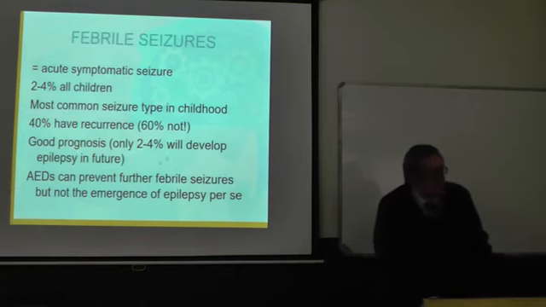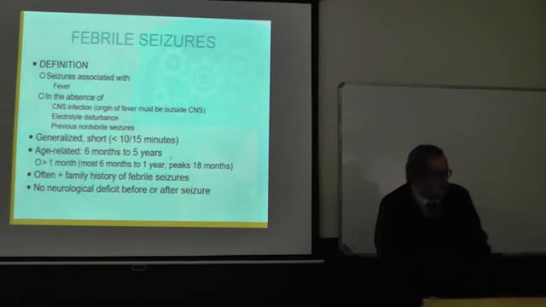Anti-epileptics may prevent further seizures to some extent, but not the emergence of epilepsy per se. It typically occurs shortly after the start of the fever, in the absence of a central nervous system infection. So that is critical. That's the one thing we don't want to miss. If it's meningitis that causes a fever, it's not febrile seizures. It's a much more serious condition.